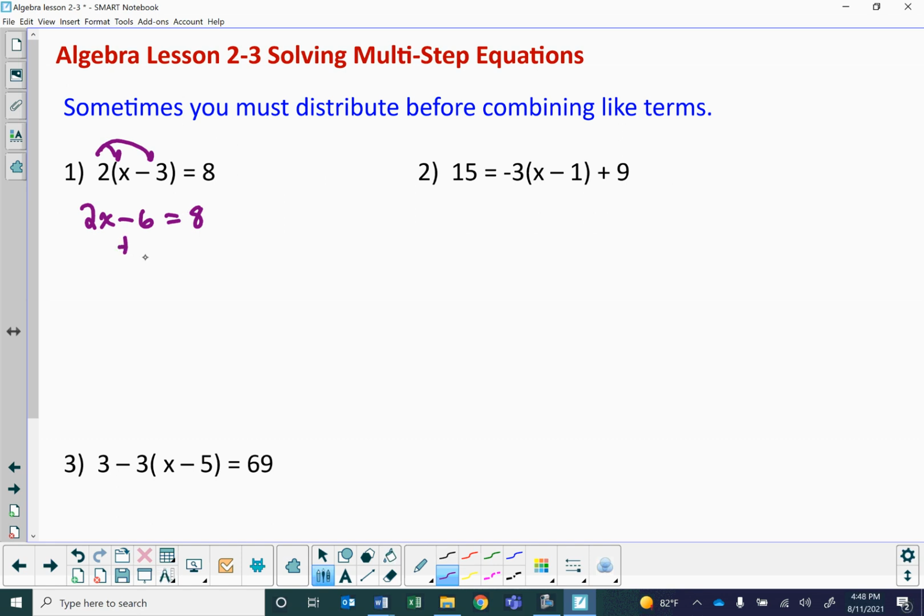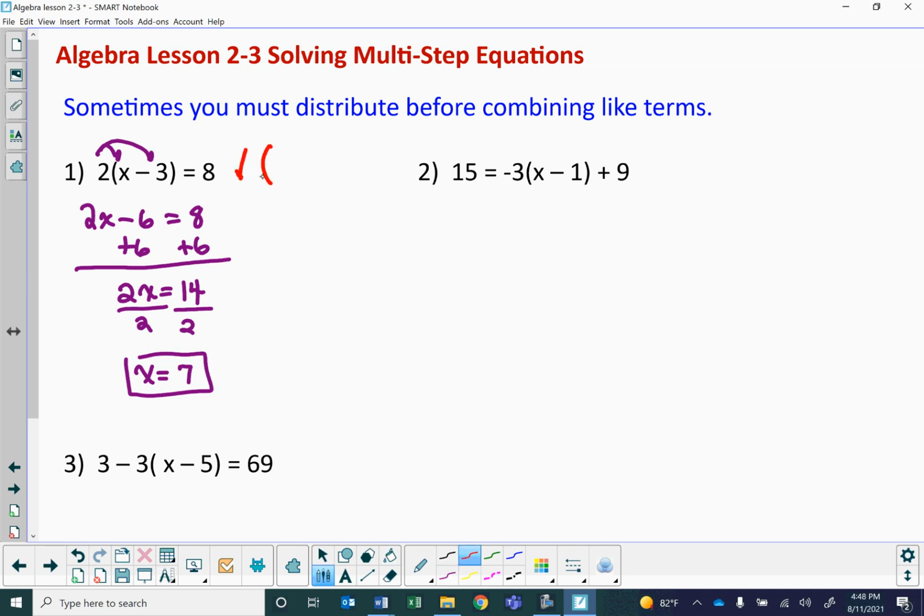Add 6, add 6. 2x is equal to 8 and 6 is 14. Divide both sides by 2. X is equal to 7. And we should check it. 2 times 7 minus 3 equals 8. Well, 7 minus 3 is 4. 2 times 4 does indeed equal 8. That checks.